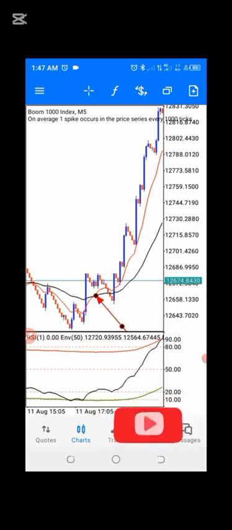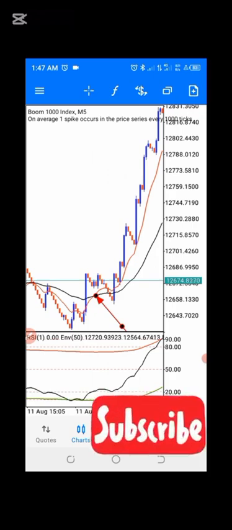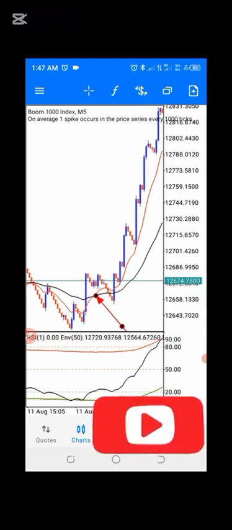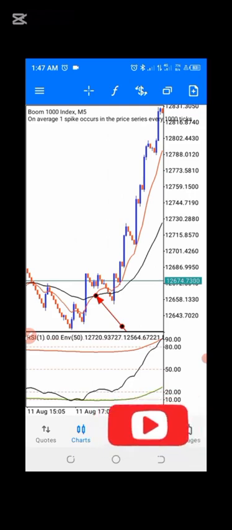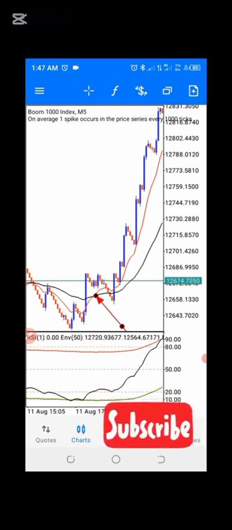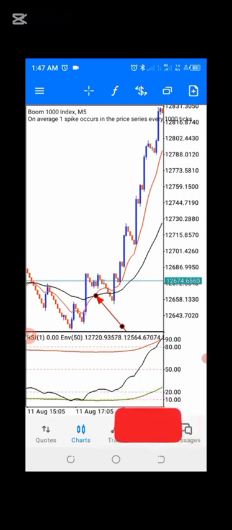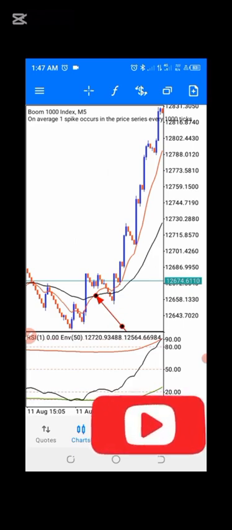Now the 30 moving average is the short time trend. That means it's going to give you the short trend, the trend in the 1 minute time frame, while the 50 will be giving the trend in the 5 minute time frame. You understand my point? So that is the pros and cons of this strategy.